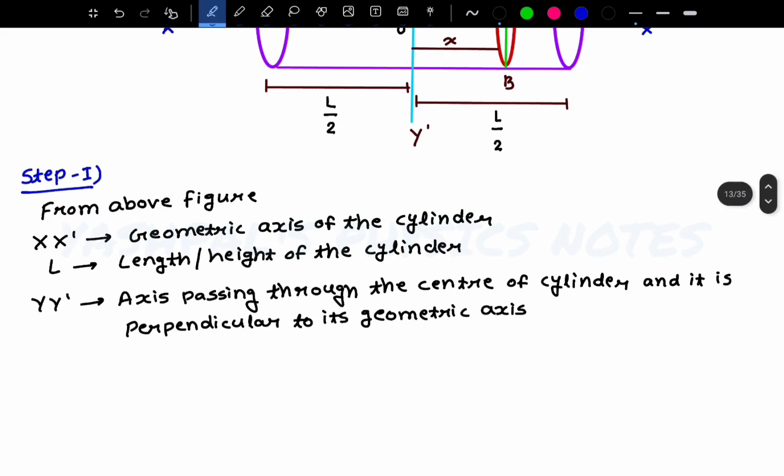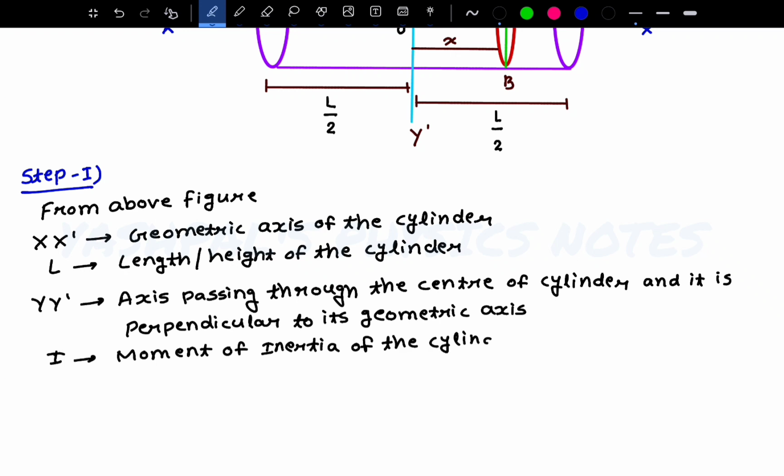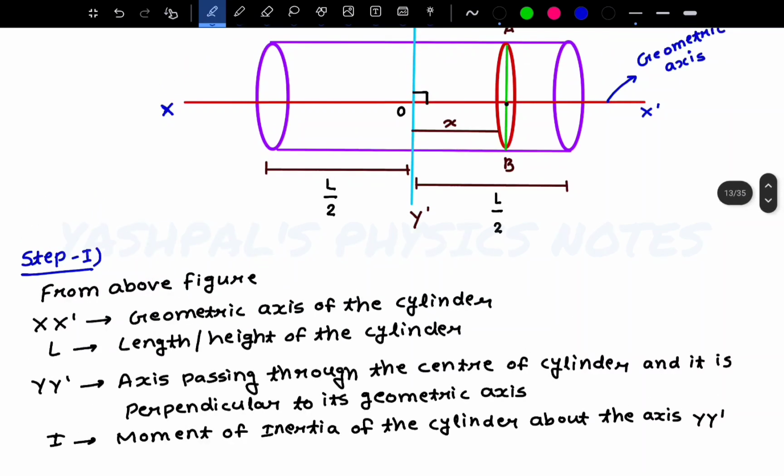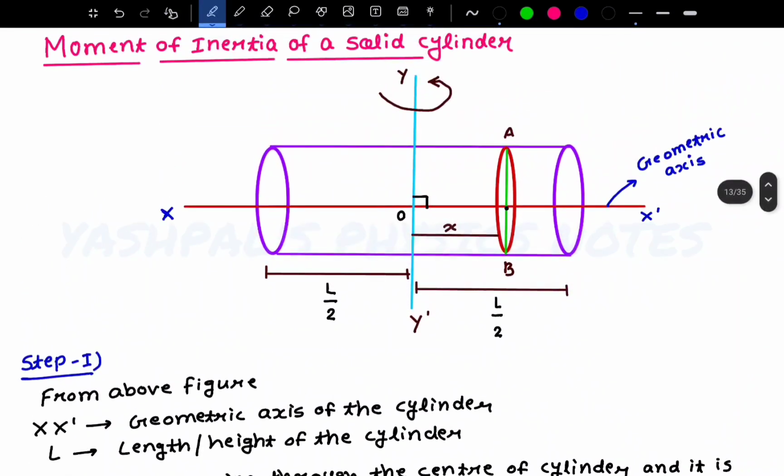Now we are considering let capital I be the moment of inertia of the cylinder about this y dash axis. So ultimately what we are going to do, we are going to find this moment of inertia of solid cylinder about y dash axis.